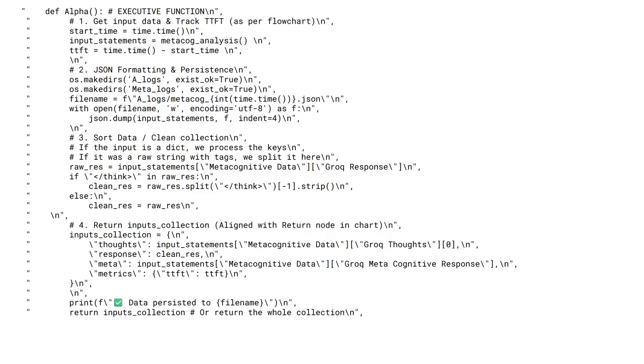Only once a valid thought is captured can the system proceed to the deeper layers of analysis.